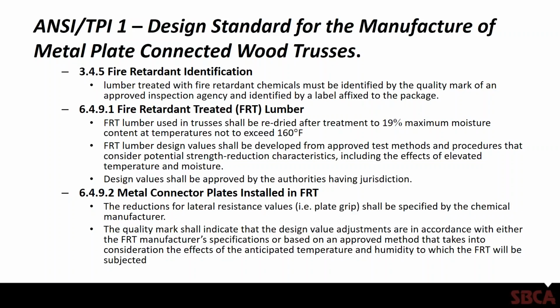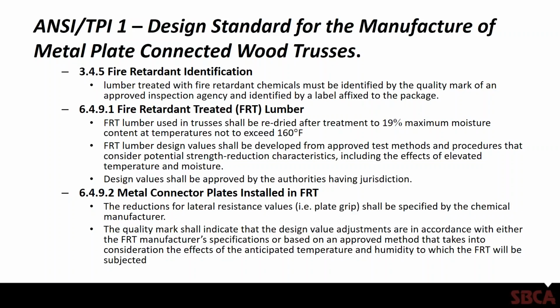For metal plate connected wood trusses, there's also additional information provided in ANSI TPI 1, which is the design standard for metal plate connected wood trusses, a referenced standard in the building code. And again, it talks about the requirements for identification. The lumber used in the trusses must be identified by a quality mark of an approved inspection agency, identified by a label affixed to the package. The FRT lumber used in trusses shall be redried after treatment to 19% maximum moisture content at temperatures not to exceed 160 degrees. Now, the trusses are not manufactured and then shipped off to the treater.